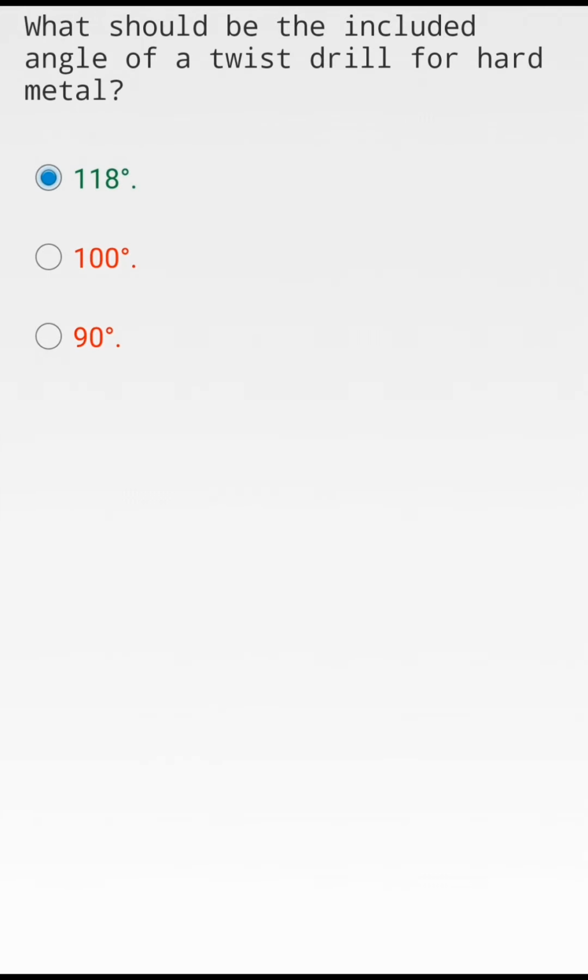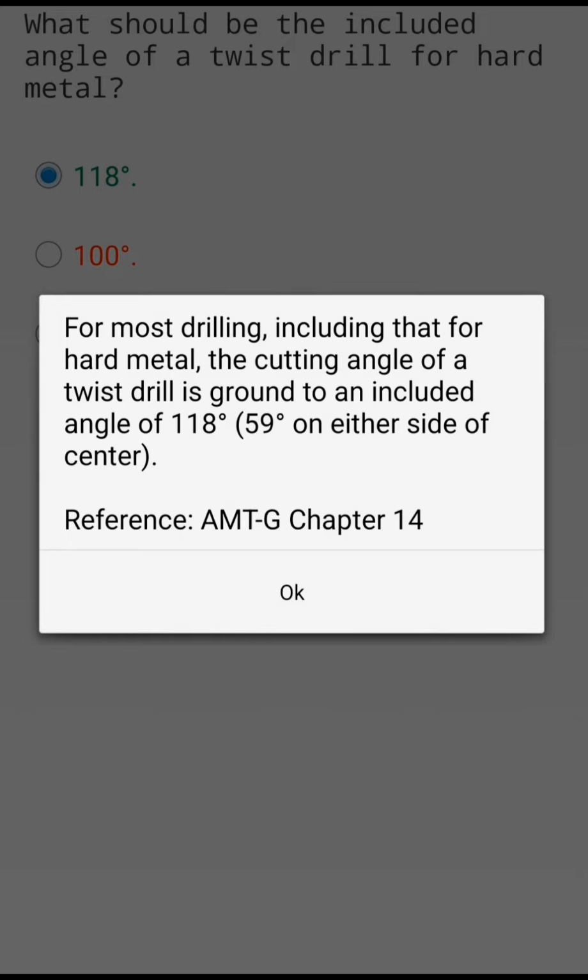What should be the included angle of a twist drill for hard metal? 118 degrees. For most drilling, including that for hard metal, the cutting angle of a twist drill is ground to an included angle of 118 degrees, 59 degrees on either side of the center.